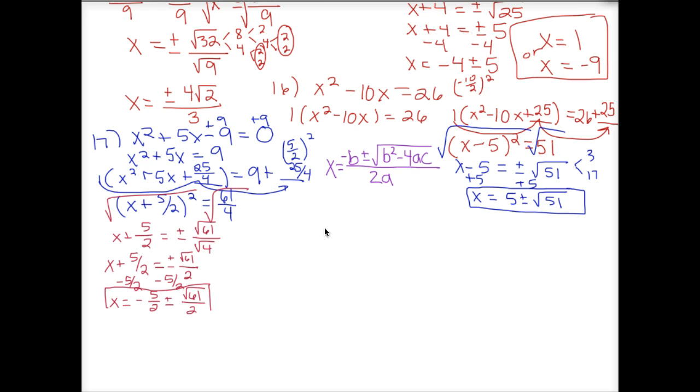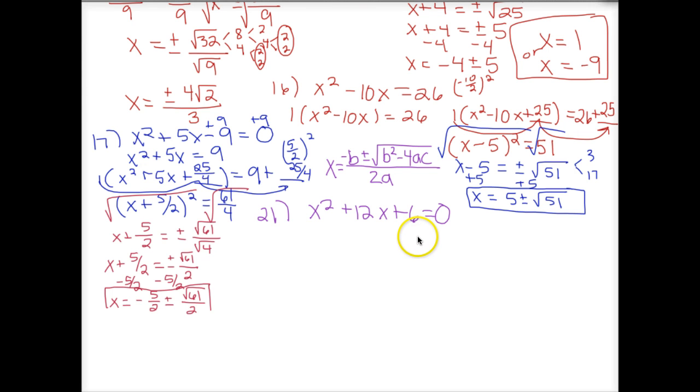So looking at a problem where I'm going to solve using the quadratic formula, let's look at number 21. So 21 was x squared plus 12x plus 6 equals 0. Remember, it has to be equal to 0 first.